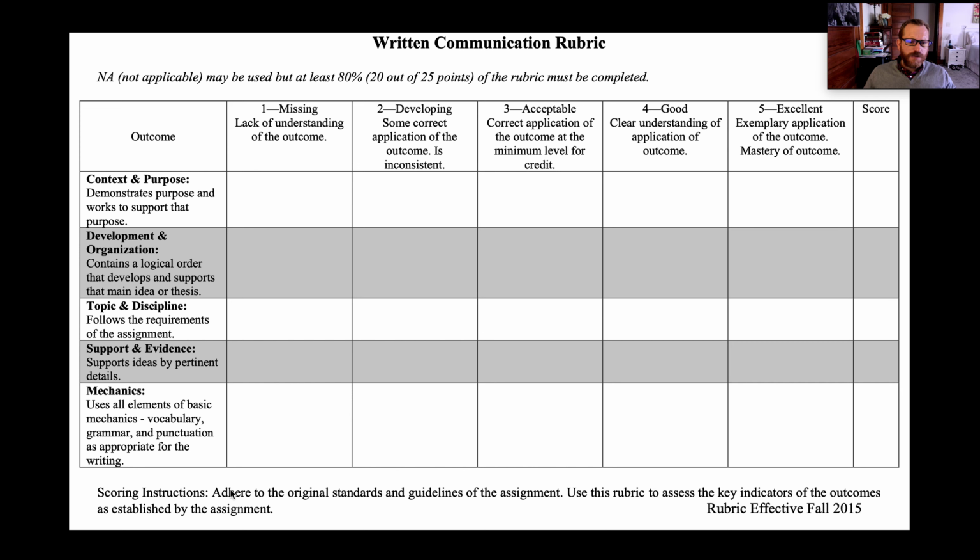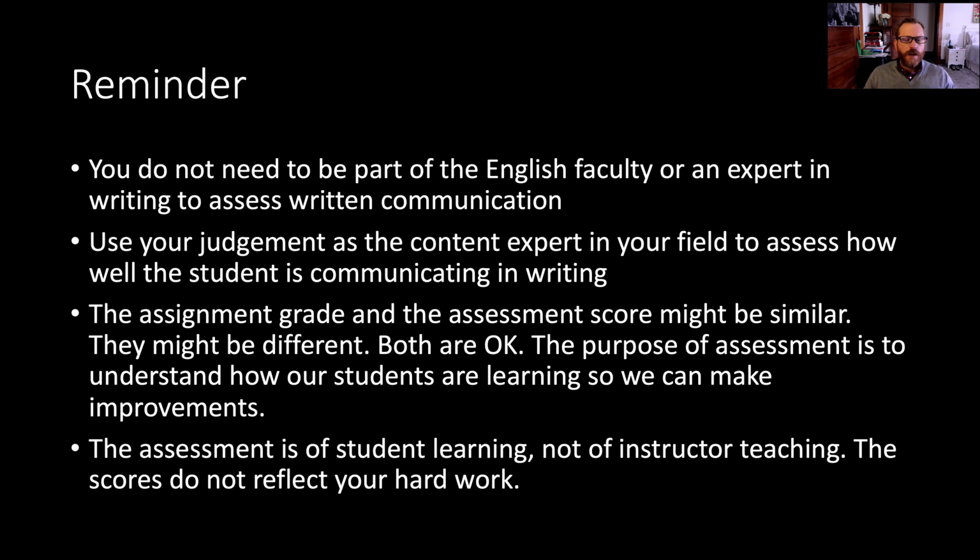So I want you to remember that we need to adhere to the original standards and guidelines of your assignment. You're not grading this as a writing teacher. You're grading this as your own discipline. We're using the rubric to assess the key indicators and outcomes. So that's an important thing. And finally, I would like you to remember that you don't need to be part of the English faculty or an expert in writing to assess written communication. You are all smart and qualified people. You can use your judgment, because you're the content expert, to assess how well the students are communicating in writing.